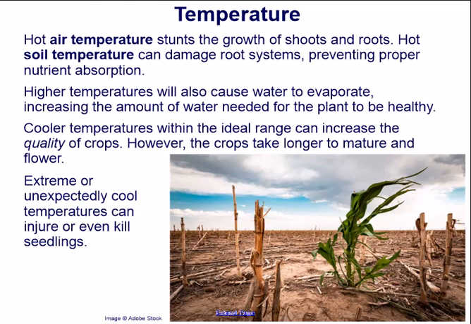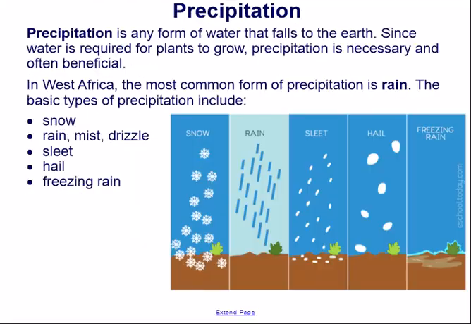Cooler temperatures within ideal range can increase the quality of crops. However, the crops take longer to mature and flower. Extreme or unexpectedly cool temperatures can injure or even kill seedlings.